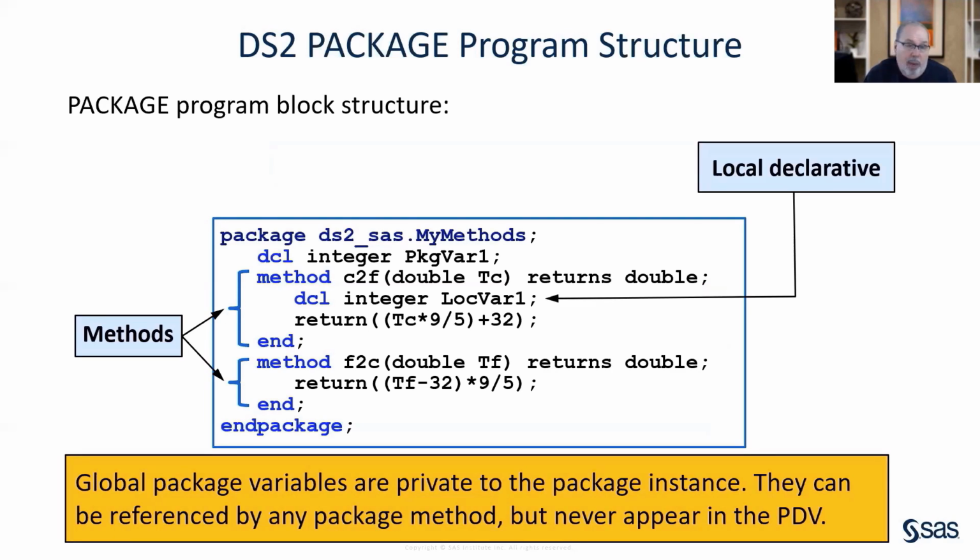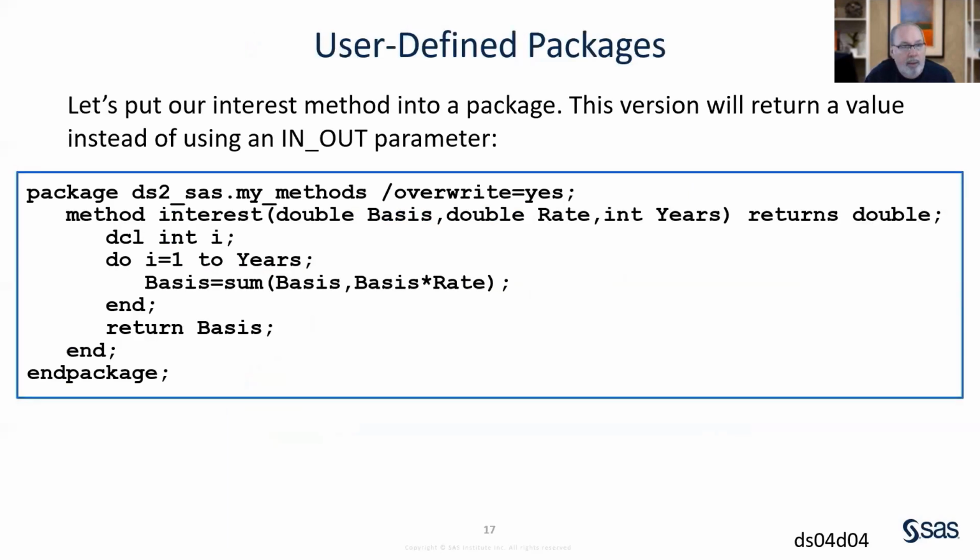Those methods may have local variables of their own that are private to that method only and are not available to any other method within the package. So instead of putting the interest method code directly into our program, let's put it in a package. And last time we wrote this, we wrote it with an in-out parameter, and maybe that caused a little grief when people were using it.